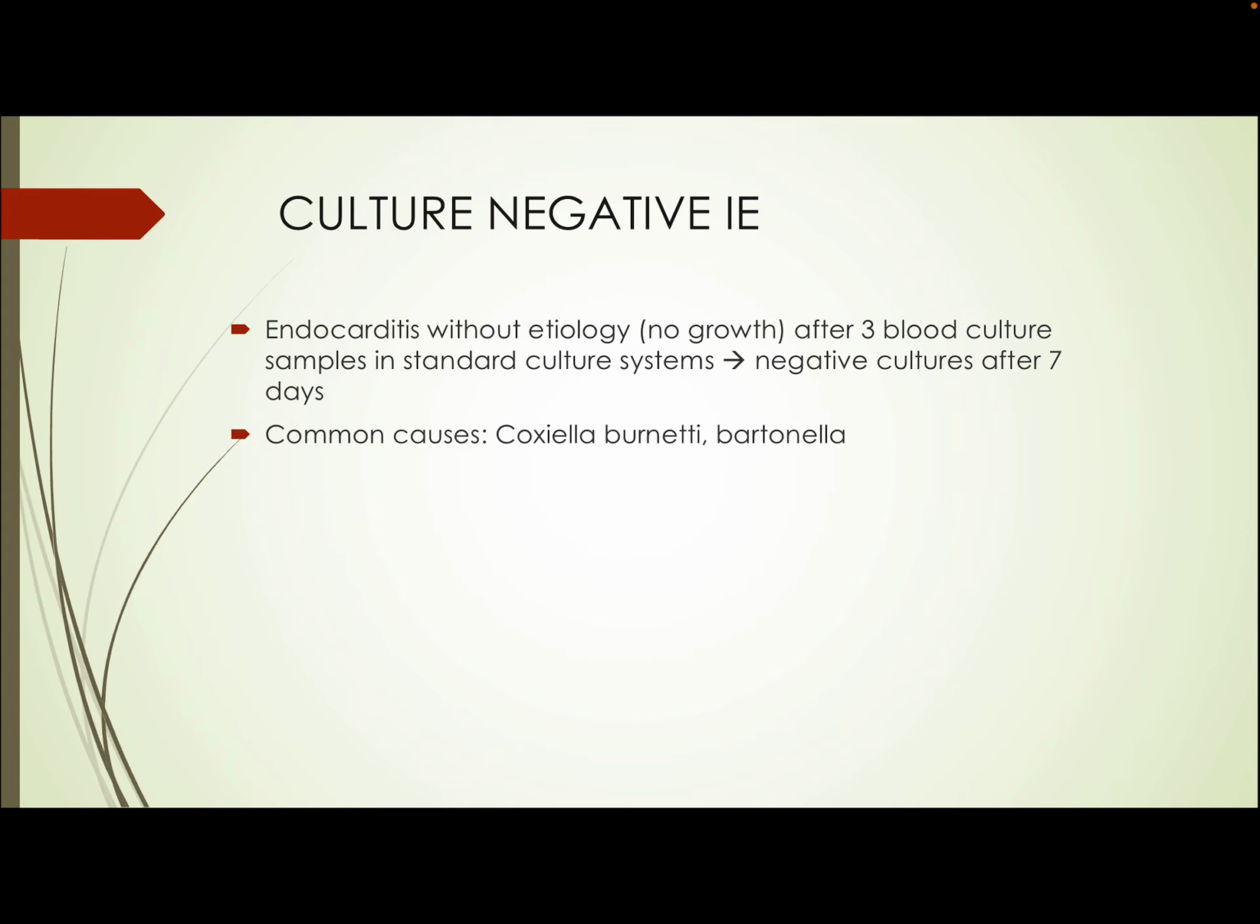Now, this is a very small note on culture-negative IE. So, this is basically infective endocarditis without an etiology. We find there is no growth after 3 blood culture samples in standard culture systems are grown. We find no organism, and basically that's negative cultures after waiting for 7 days. And usually the common causes for culture-negative IE are Coxiella burnetii and Bartonella. But again, you have to keep in mind that cultures can be negative if those cultures are taken after starting the antibiotic regimen. In that case also it could come out as a culture-negative IE.